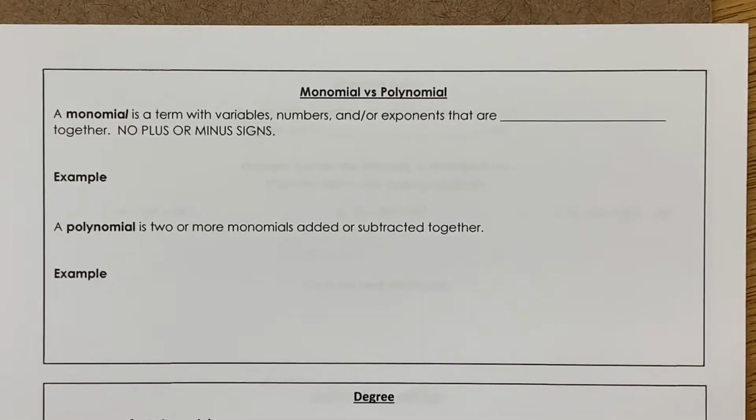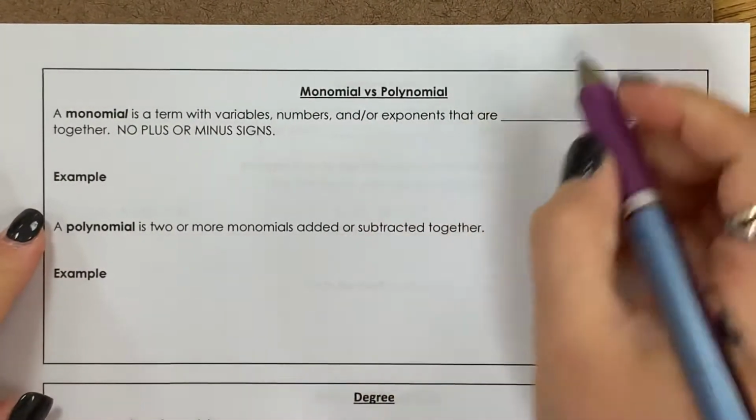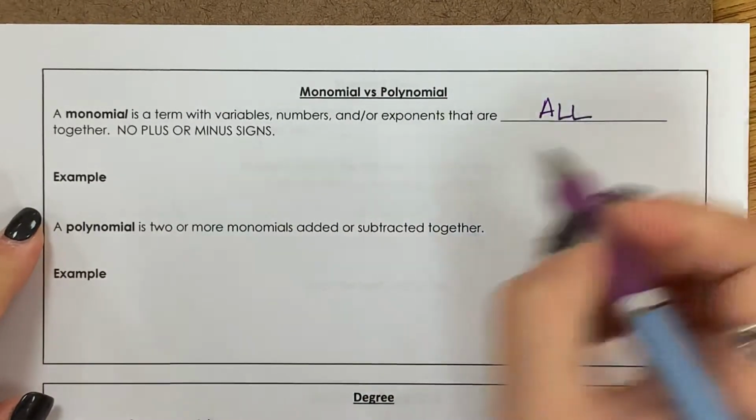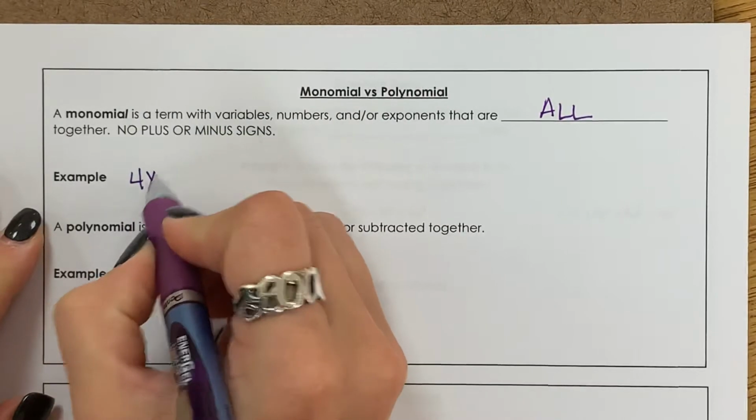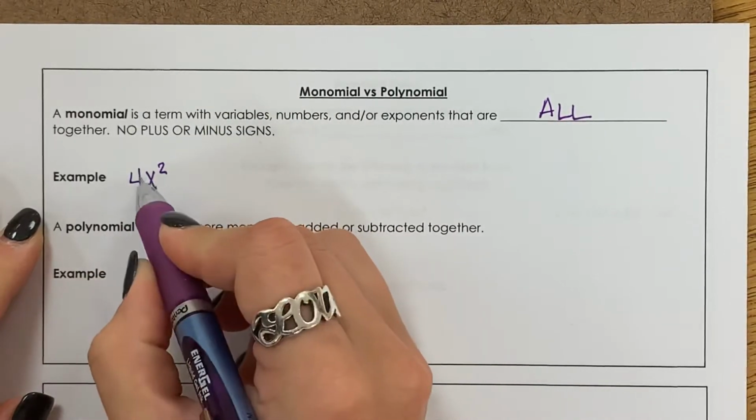Today we're talking about polynomials. So to start out with, we have to learn what a monomial is versus a polynomial. A monomial is a term with variables, numbers, and/or exponents that are all together, no plus or minus signs in between them. For example, 4x squared is a monomial, nothing separating it.